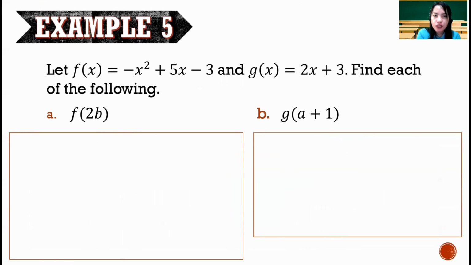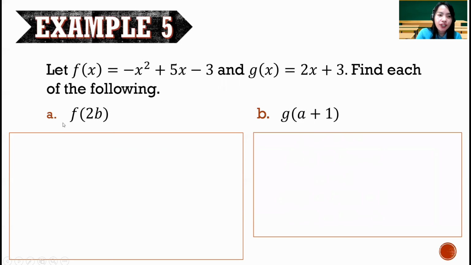Let's proceed to example number 5. Let f of x equals -x squared plus 5x minus 3 and g of x equals 2x plus 3. Find each of the following. So kung mapapansin nyo dito, yung nasa loob ng expression ng parenthesis ay may kasama ng variable. In letter A, we have f of 2b, which is the value, 2b is the value of x. And in letter B, we have here the function g. So g ang gagamitin. So g of a plus 1. So there are two terms na. We have a variable and a number, which is 1.